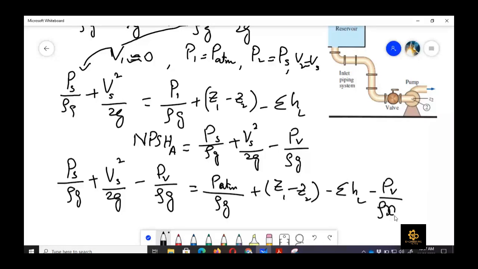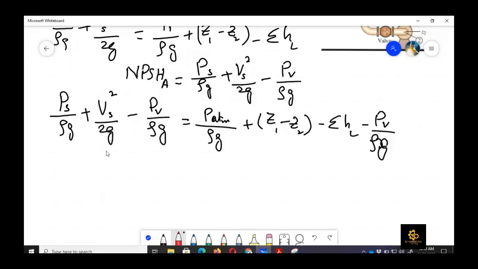Right, so now what is this Z1 minus Z2? That is the height difference between the reservoir free surface and the center line of the pump, which is 4 feet in this case, which was given to us. Yes, Z1 minus Z2 is 4 feet as given. So let me write here.